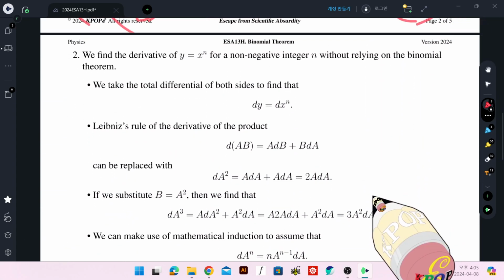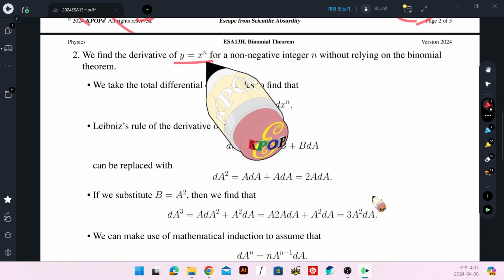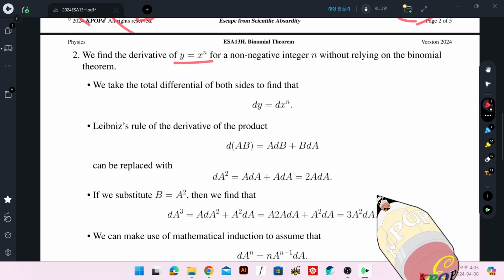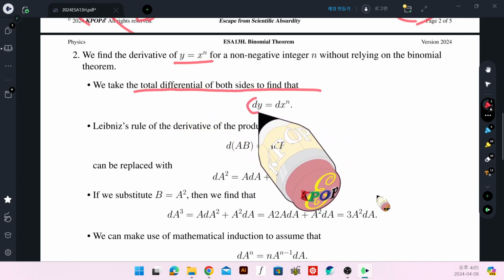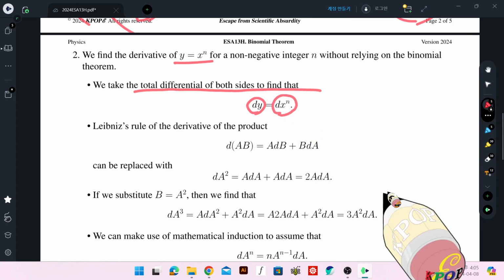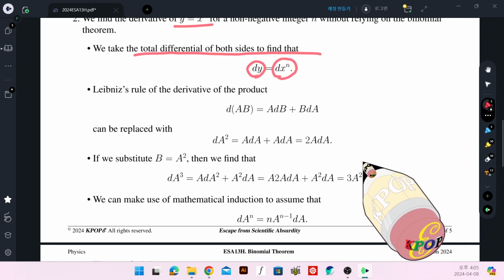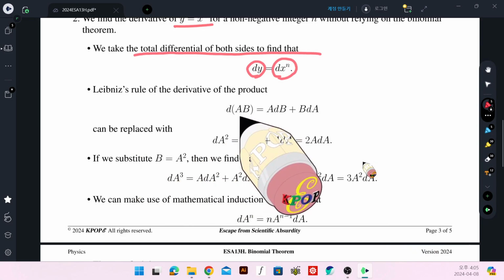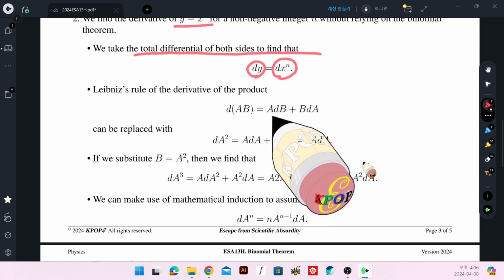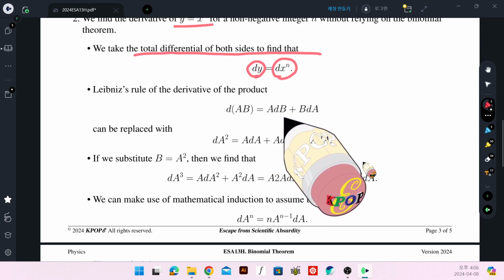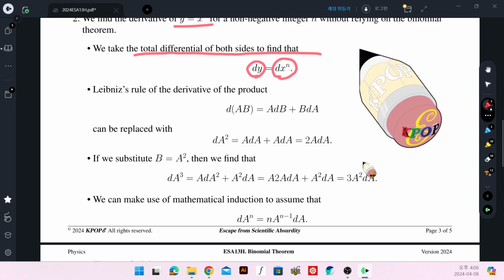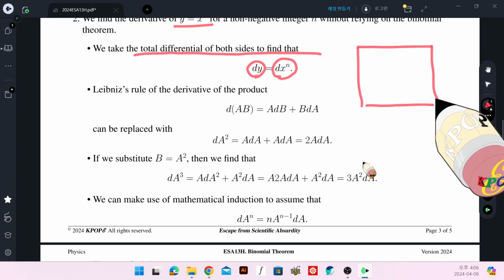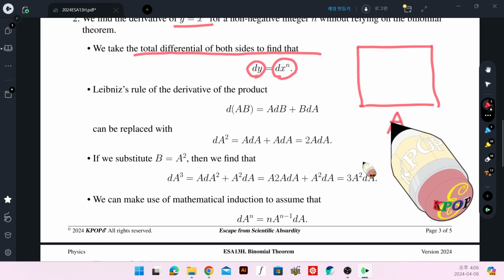Next, we compute the derivative of x to the n. We take the total differential of both sides. The total differential, Leibniz rule. What is the Leibniz rule? Total differential of a times b is a times total differential of b, and b times the total differential of a. This is something like the area of a rectangle whose two sides are a and b.